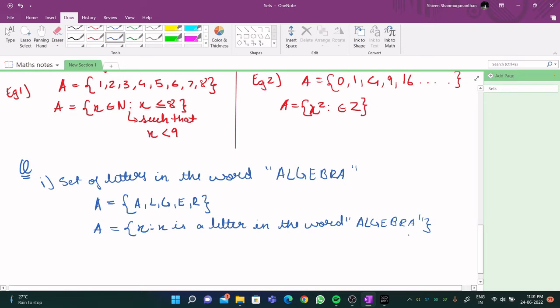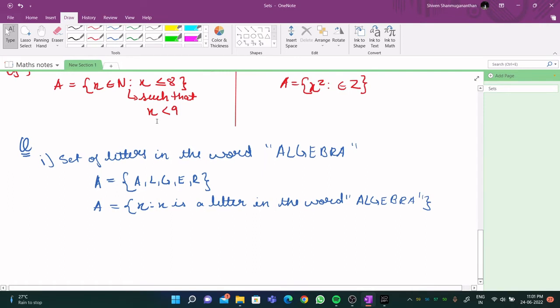We'll do another example here. Set of all odd natural numbers. Right. All odd natural. Sorry. Right. Odd here. Or yes. Good.